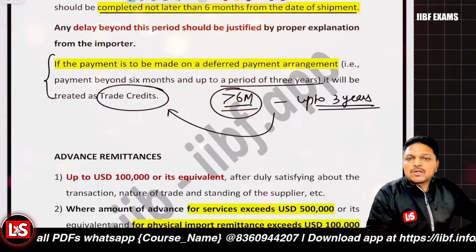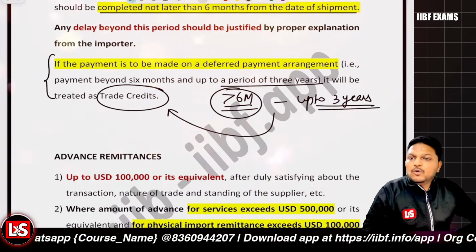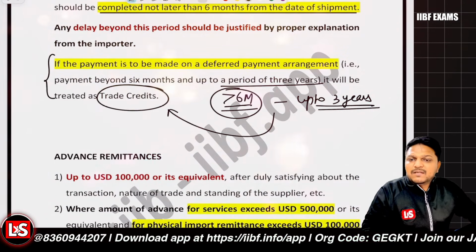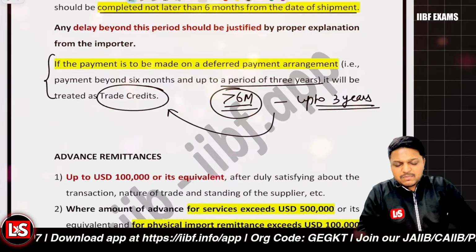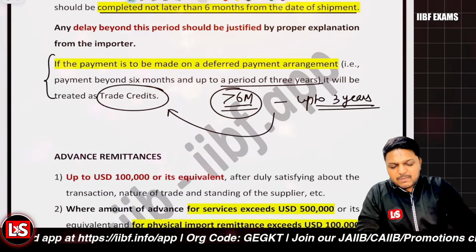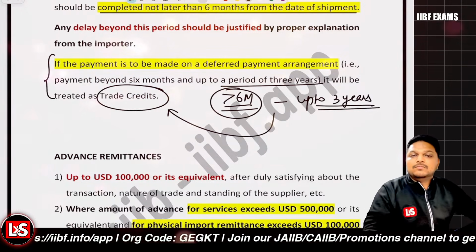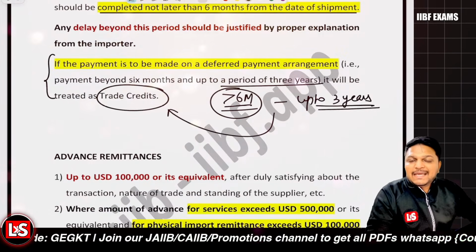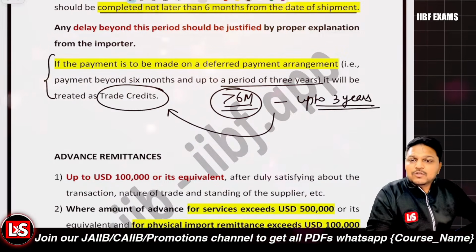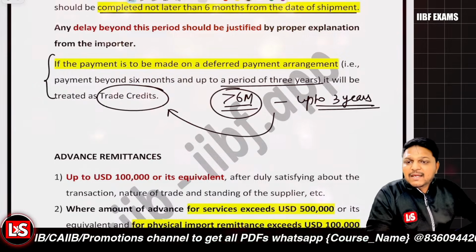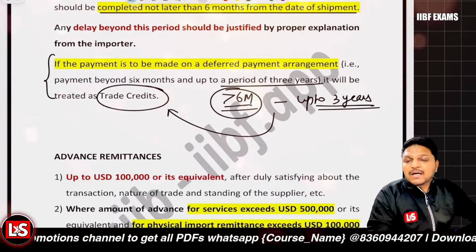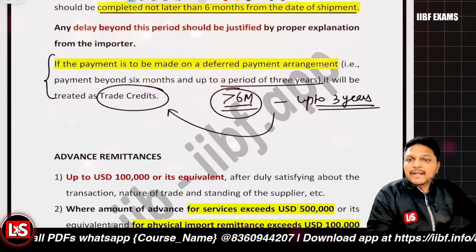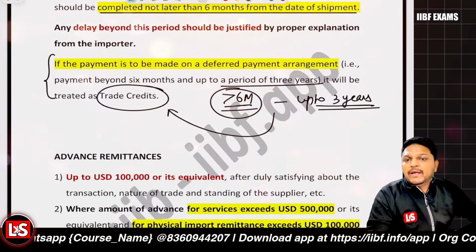Then it is related to the advance remittances by the importer. Now, are the importers allowed to make advance payments? Yes, they are allowed. They can make an advance remittance for import purposes. And in that scenario, the IEC is required, the KYC is required, the proforma invoice is required, the undertaking is required. Those all things are required.